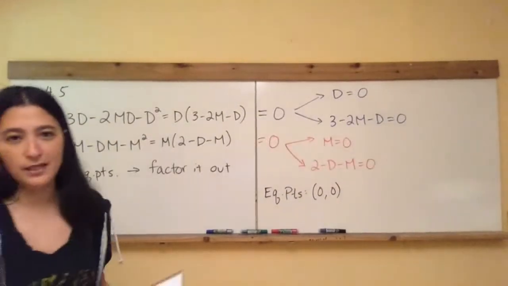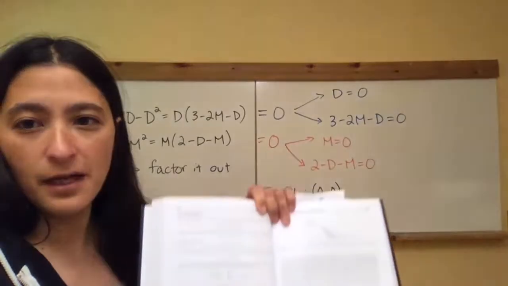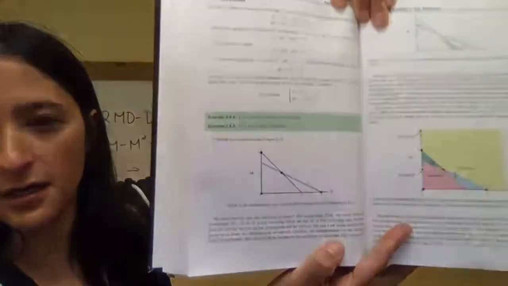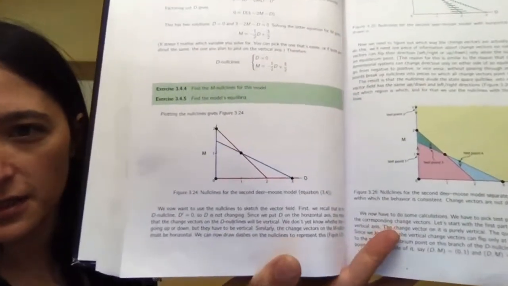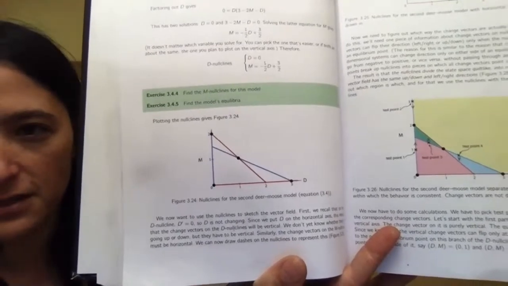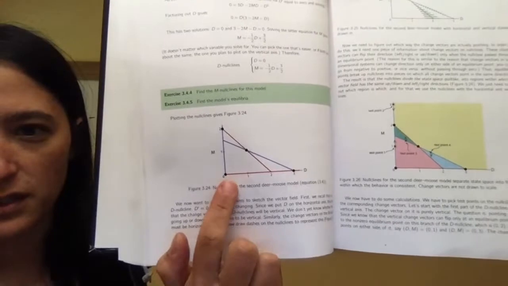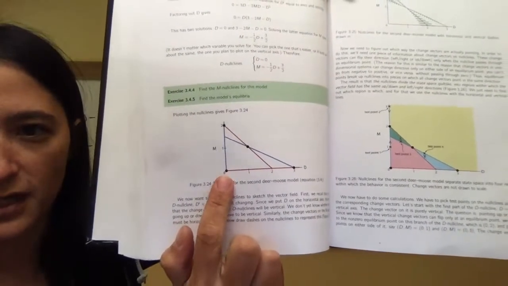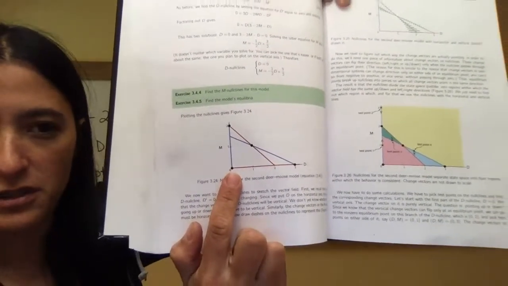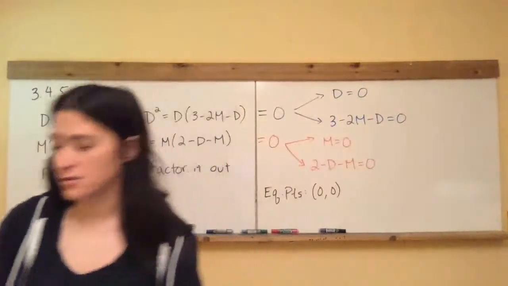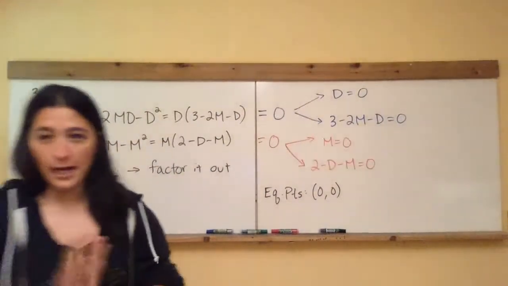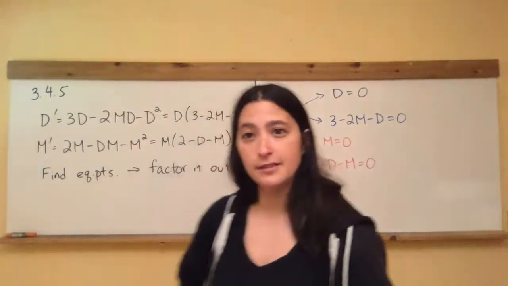Just in case anyone happens to be watching this video and they don't have the book, I'm going to give you a nice shot of the corresponding nullclines graphed in the state space right there. And you can see that choice number 1 of blue and choice number 1 of red leads us right to the origin spot right there. Right, 0, 0.